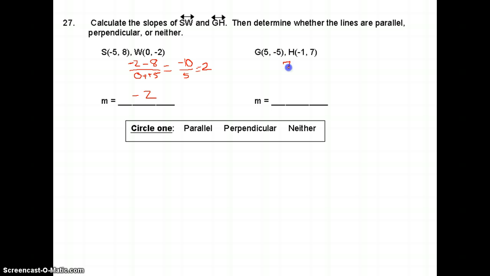Over here I've got 7 minus negative 5 over negative 1 minus 5. 7 minus negative 5 is 7 plus 5, which is 12. Negative 1 minus 5 is negative 6. Doesn't matter where the negative sign is. I'm going to move it up top. Negative 12 over 6 equals negative 2. So the slope of G to H is also negative 2. Negative 2 and negative 2, same slopes. Parallel.